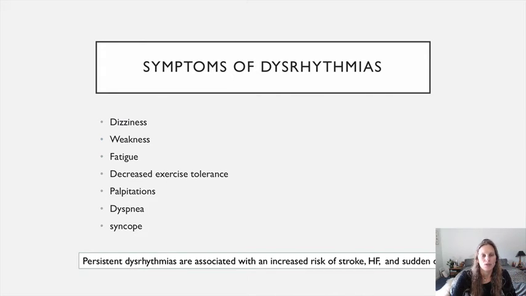The more serious dysrhythmias, however, are going to produce some of these symptoms. And the reason why we worry about treating or addressing dysrhythmias is because when somebody has a persistent abnormality of rate, rhythm, or conduction, that's going to be associated with an increased risk of stroke, heart failure, and most worrisome, sudden death. So that's what we're kind of looking out for with these drugs.